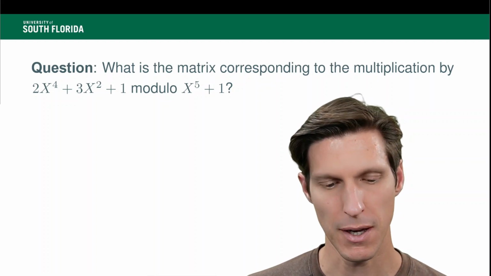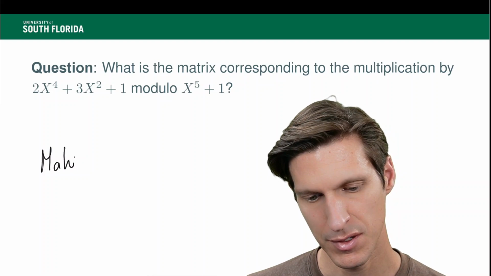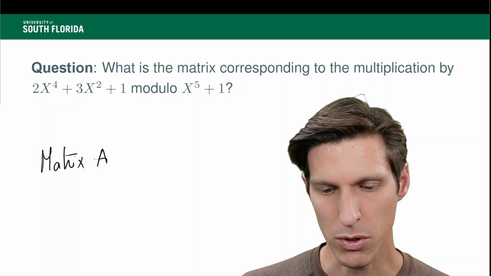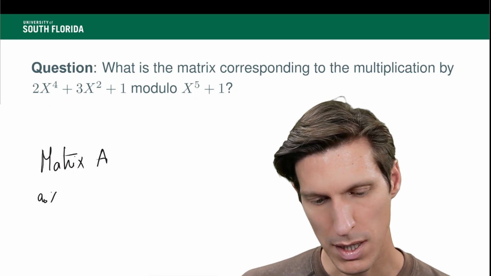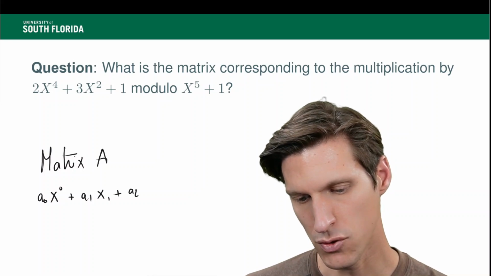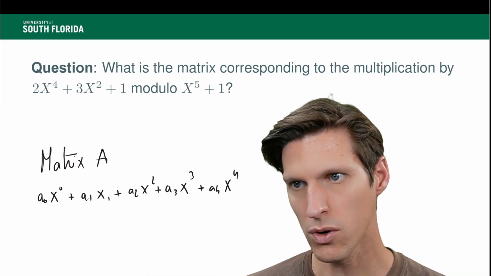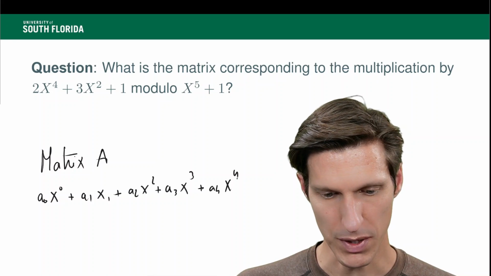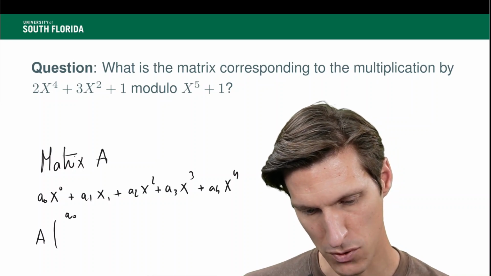So first of all, what does this mean? What it means is I'm looking for the matrix A such that if I have my input polynomial represented by a0 x^0 plus a1 x^1 plus a2 x^2 plus a3 x^3 plus a4 x^4, so that's the representative of the class mod x^5 plus 1 of my input polynomial, then the result will be given by this matrix-vector multiplication.